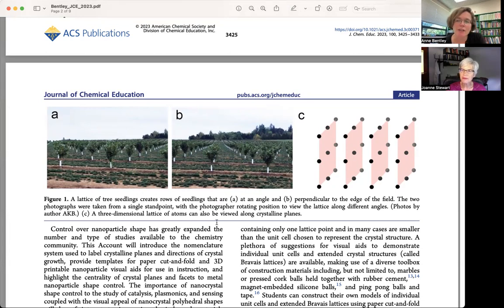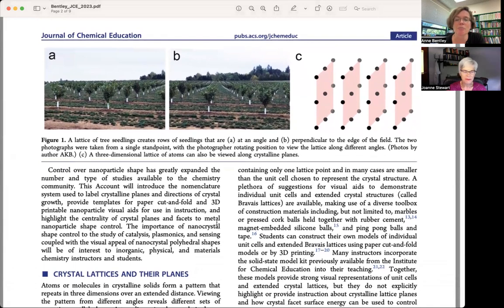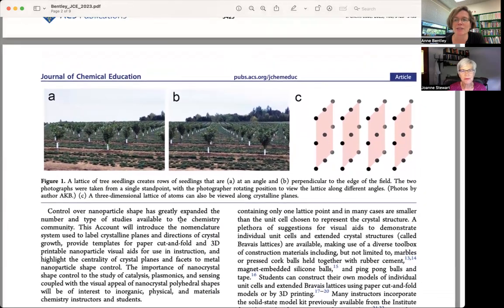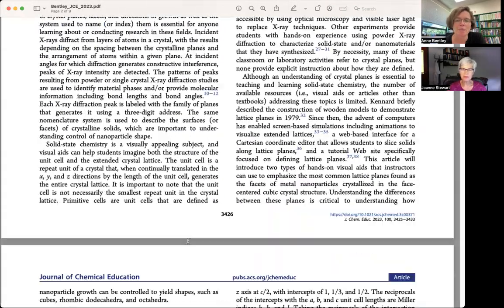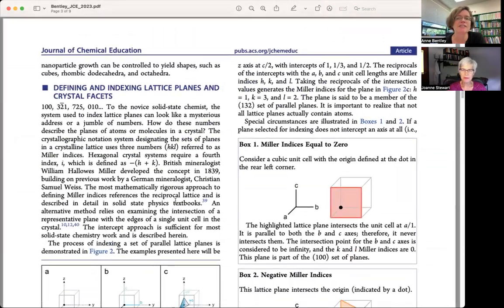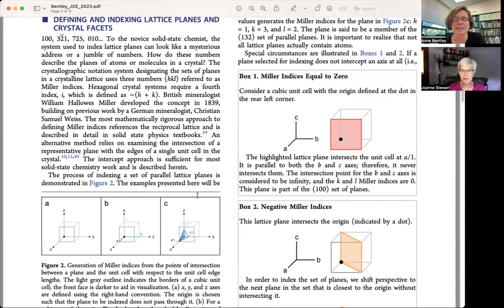And then in the article, I did want to get into the nuts and bolts of how these are numbered with Miller indices, which is this set of 3 numbers that describes how the slices are divided throughout the crystal. So there is some content defining and indexing lattice planes and crystal facets. Basically, you're looking at where a representative plane intersects the unit cell along the unit cell lattice parameters A, B, and C.